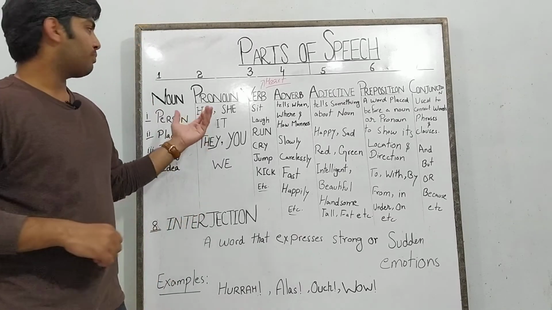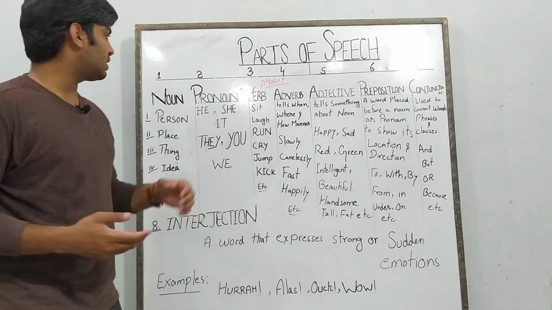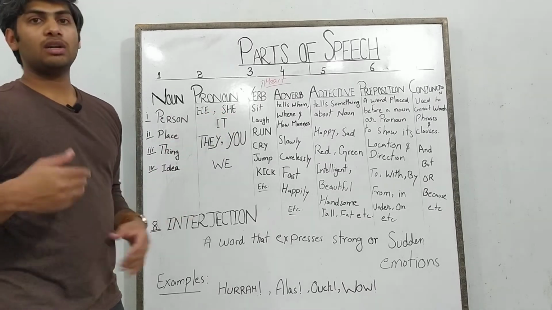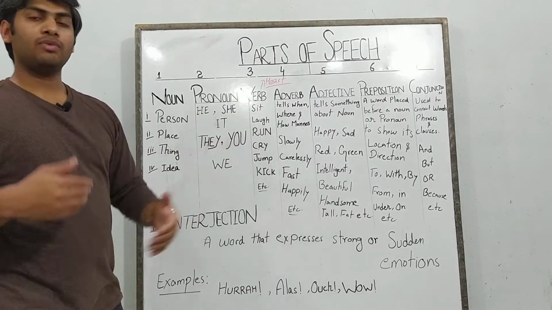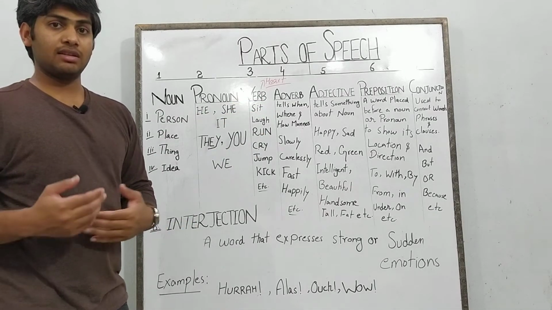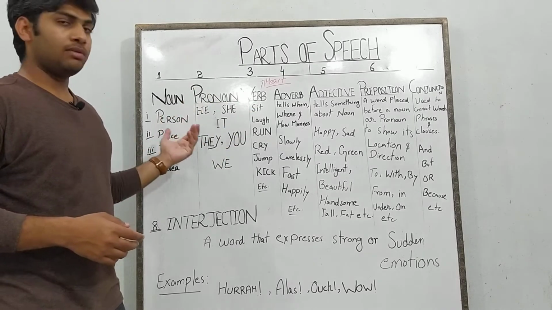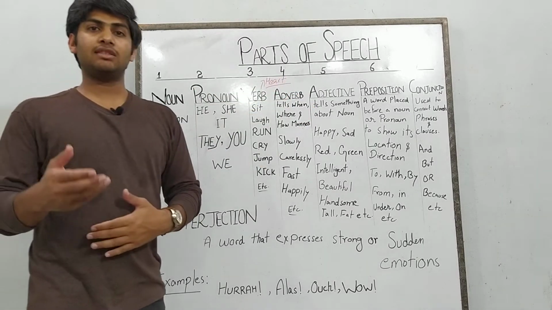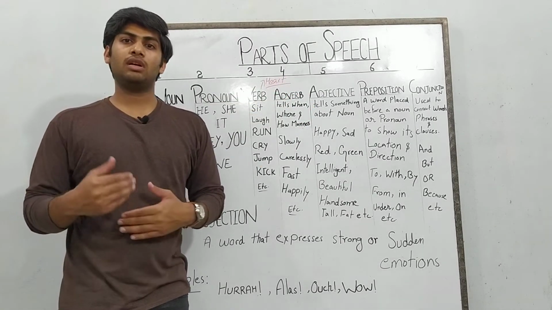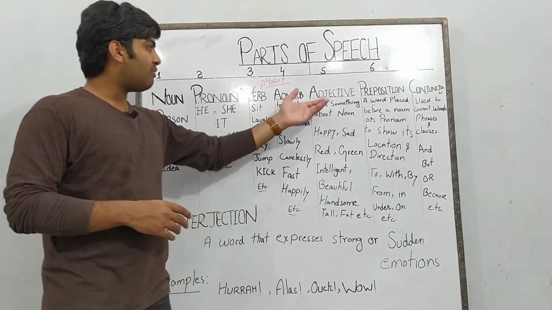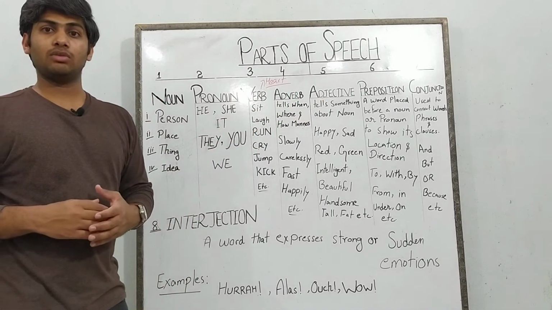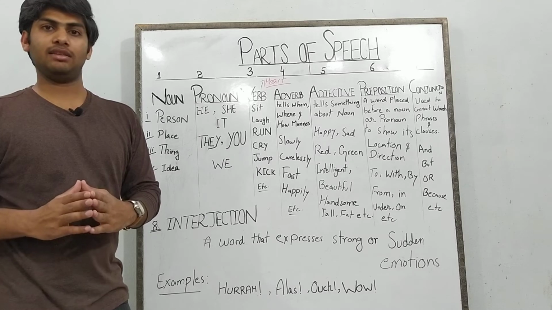For example, pronoun we use instead of noun in order to avoid repetition. Verb tells the action about noun, and adjective adds something to the meaning of noun, the quality of a noun. So every part of speech has its own function and identity.